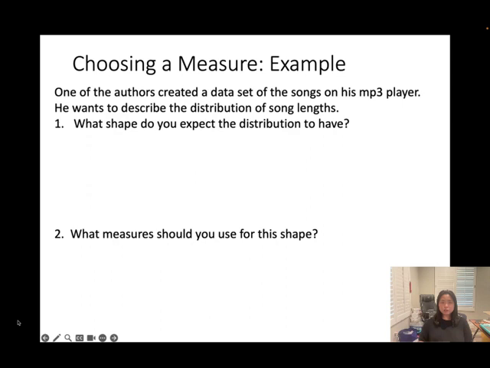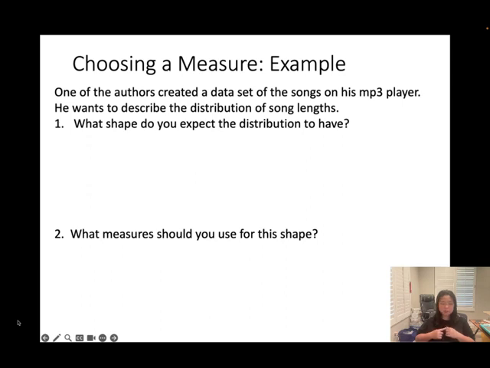Okay, look at this example. One of the authors created a data set of the songs on his MP3 player. He wants to describe the distribution of song length. What shape do you expect the distribution to have? So you're going to think about it. Either normal distribution, uniform distribution, skew to the right, or skew to the left.